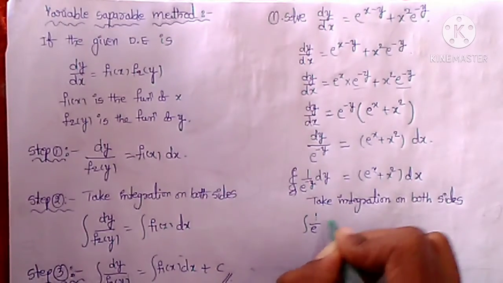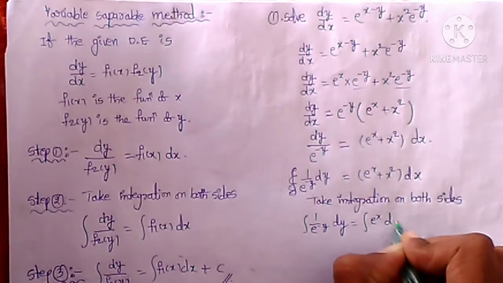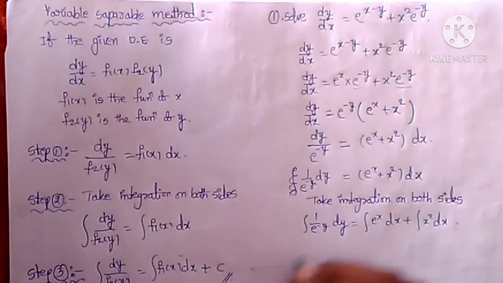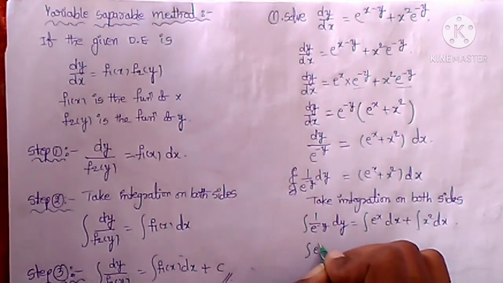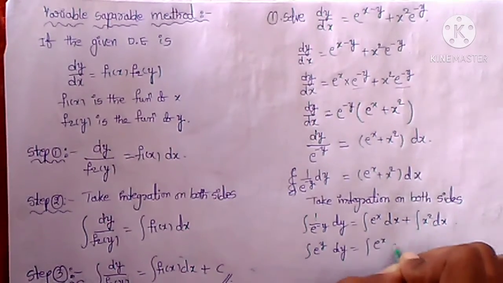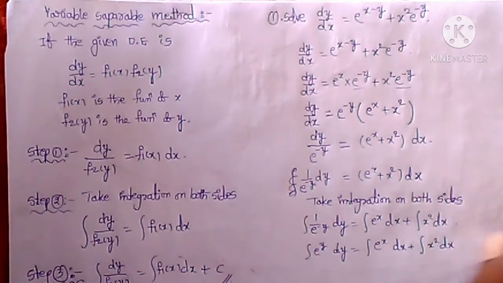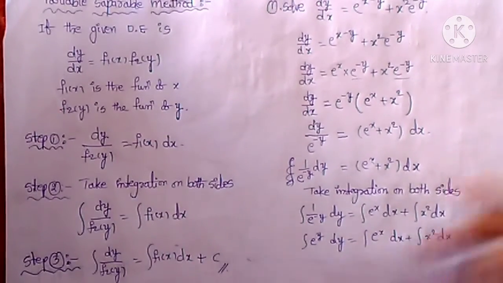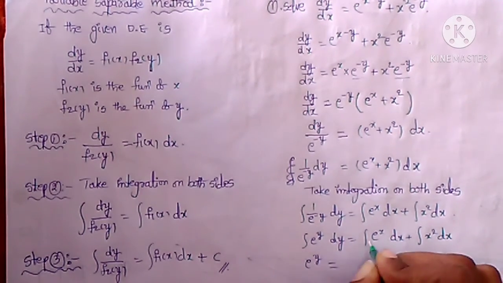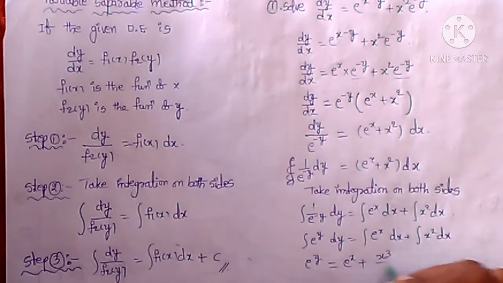Integral 1 by e power minus y dy is equals to integral e power x dx plus integral x square dx. 1 by e power minus y means e power y, so integral e power y dy is equals to integral e power x dx plus integral x square dx. Integral e power y, what is the formula? E power y is equals to integral e power x plus integral x square means you get x cube by 3.